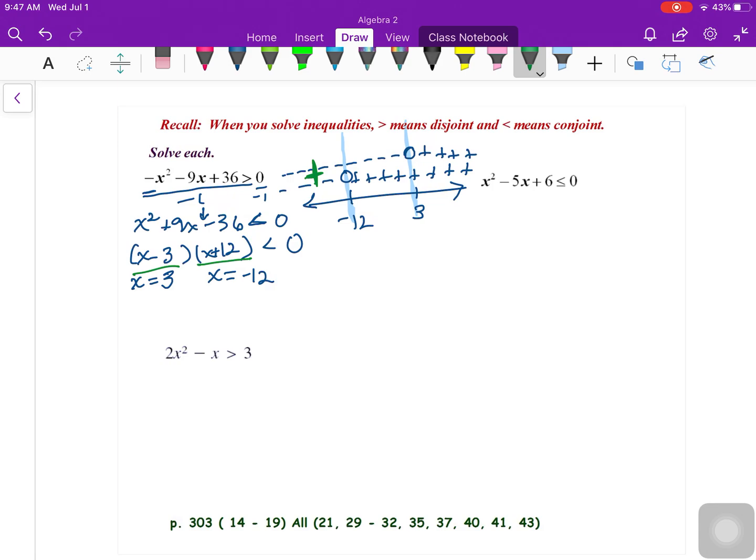A negative times a negative would give me a positive, because here I multiplied my factors. A negative times a positive would give me a negative, and a positive times a positive would give me a positive. And then this states that it is less than 0. The factors less than 0 are negatives, so my negatives occur in between here. So they are between -12 and 3. So -12 is less than x, which is less than 3.